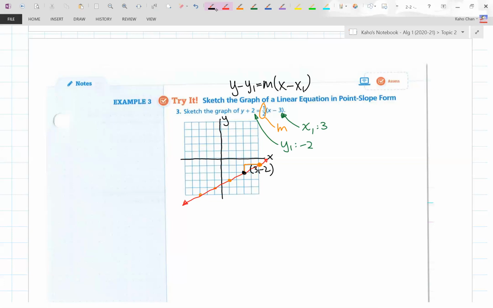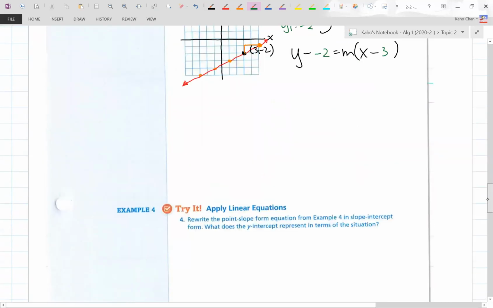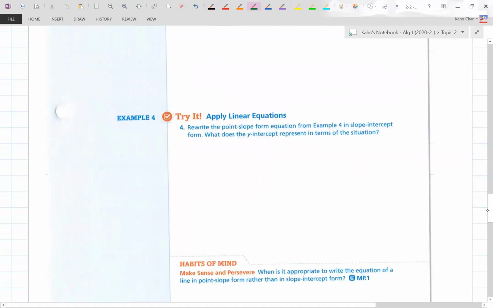Think opposite now. So we're going to show you those two numbers we just got came from here. Okay. There's your double negative right there, and there's your positive 3 right there. Number 4. Rewrite the point-slope form equation from example 4 in slope-intercept form.